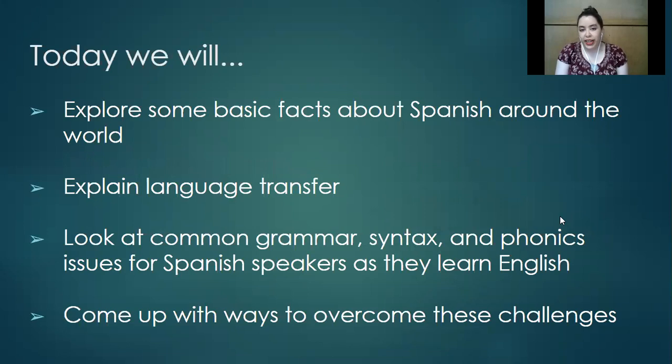So what we'll do today is talk about some basic facts about Spanish around the world, explain what language transfer is, and look at some common grammar, syntax, and phonics issues that Spanish speakers might have as they're trying to learn English, as well as come up with some ways to overcome these issues.